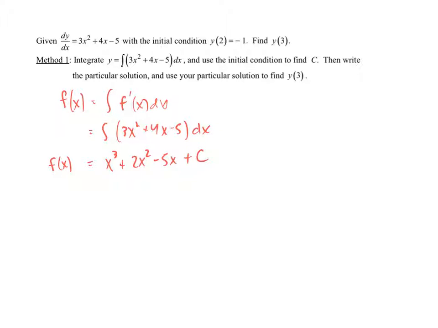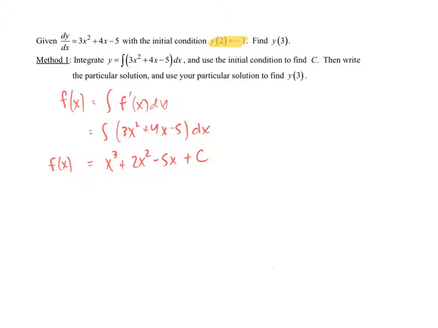Now, to find c, I'm going to use my initial condition, which is back up here. y of 2 is equal to negative 1. I obviously didn't mean to scratch that out. I wanted to highlight it, so let me highlight it instead. Using my highlighter, there we go, that's a little better. And so I'm going to use that initial condition to find c.